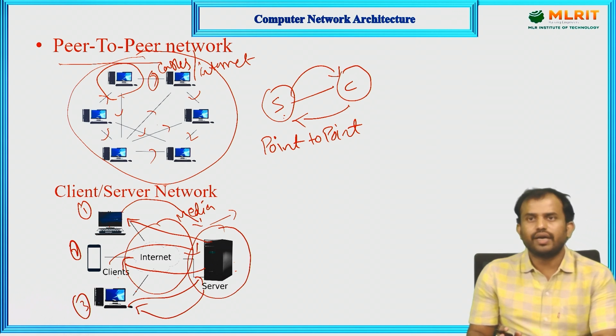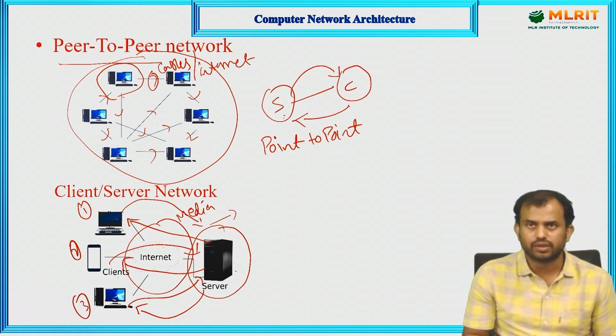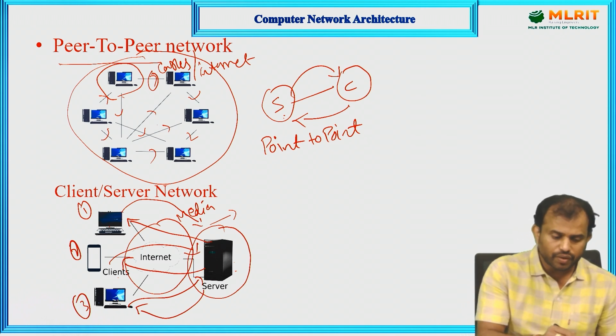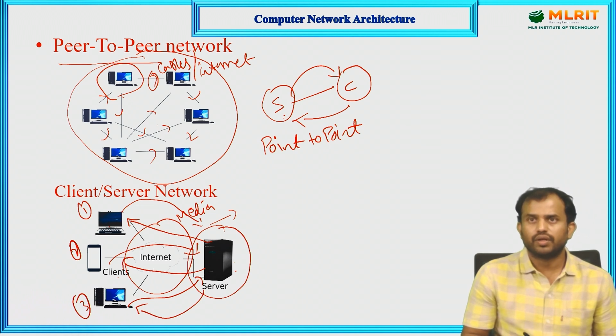So in the client-server model, one server can give information to n number of clients without loss of information. This is the way we can design our network architecture.